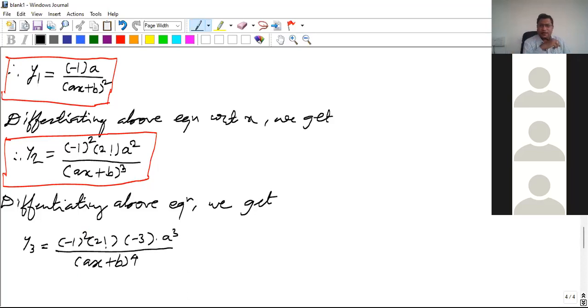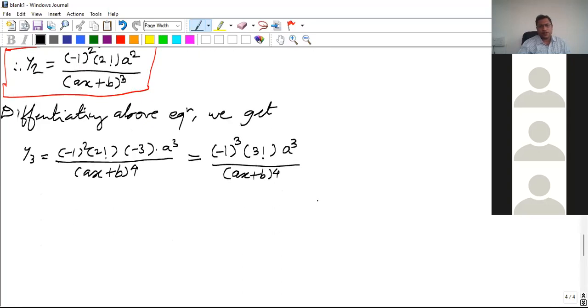What I did is that minus 3 will be there, and then one a will come, then minus 3 will become minus 4. So minus 4 I have taken in the denominator, so it will become plus 4. Now this minus 1, I will take here, and this 3 into 2 factorial. So I am collecting minus together, so this will become minus 1 cube. Then this is 3 into 2 factorial, so it will become 3 factorial, and we have a cube here, and this term is ax plus b bracket raised to 4. Are you getting this term?